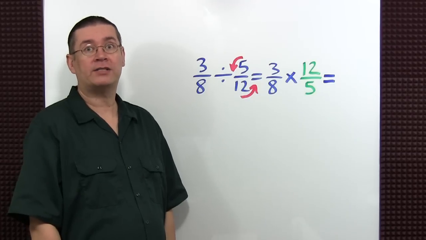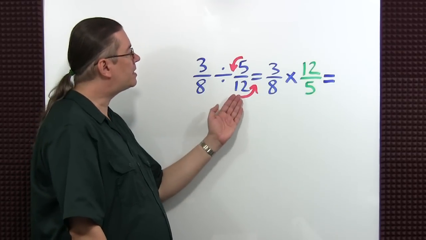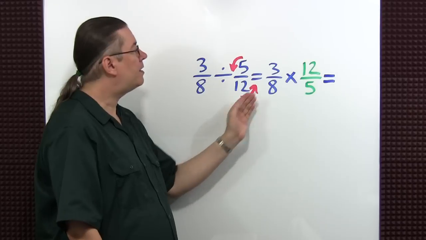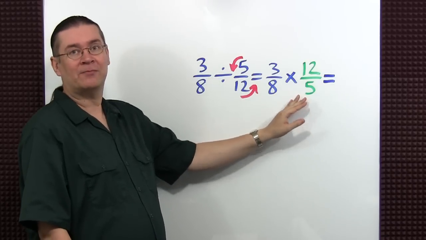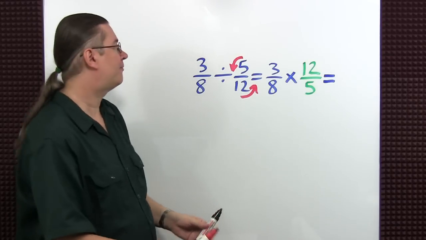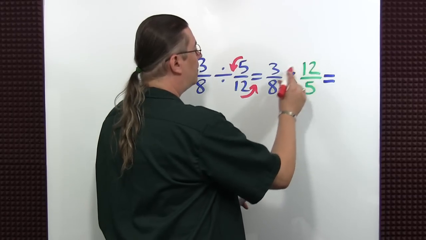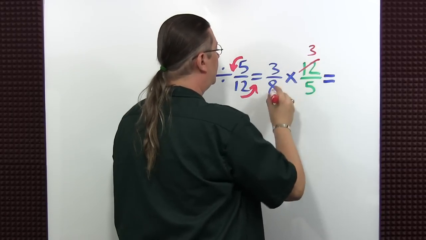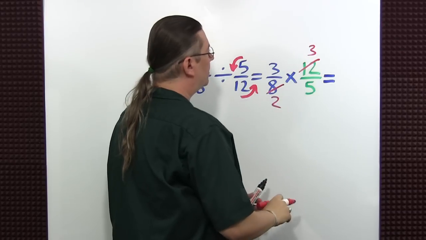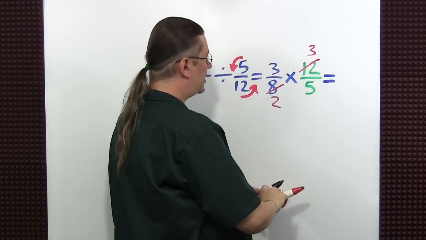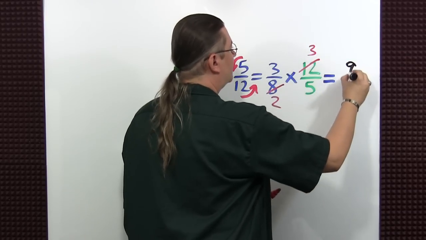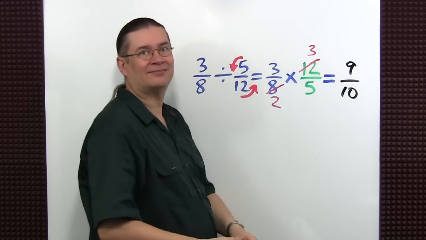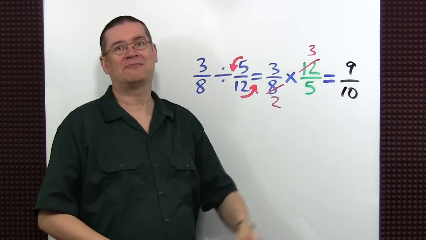To divide two fractions, the first step is to switch the places of the numerator and denominator for the second fraction. When you do that, you convert it into multiplication. Now just cross-cancel. 12 and 8 have a 4 in common, so I have 3 on top and 2 on the bottom. Then just multiply straight through. 3 times 3 is 9. 2 times 5 is 10. Our answer is 9/10.